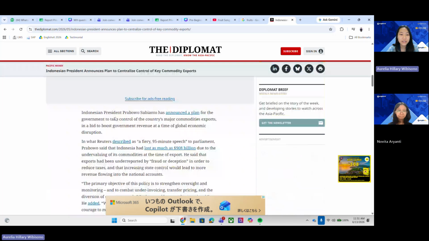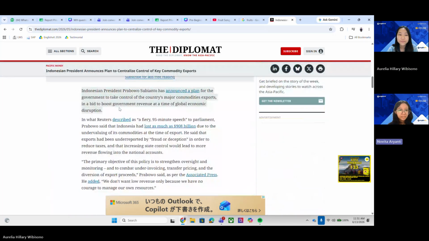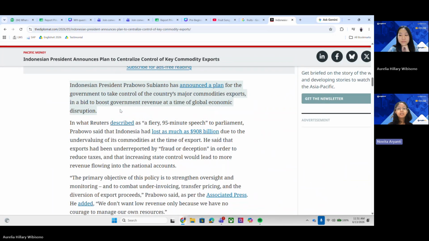Okay, let's start reading the news together. Indonesian President Prabowo Subianto has announced a plan for the government to take control of the country's major commodities exports in a bid to boost government revenue at a time of global economic disruption. Let me ask you, what is the plan from President Prabowo regarding the country's major commodities export?